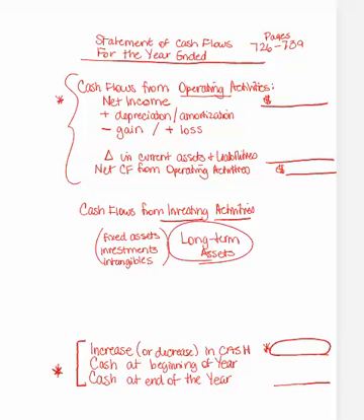And so you may have some increases to cash if you sold land, or if you sold some equipment or sold some investments, and you may also have some decreases in cash because maybe you bought some land or bought some equipment. So we're going to look at those long-term asset accounts and figure out your net cash flow from investing activities. And that's your second section.